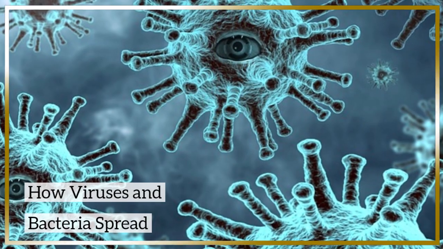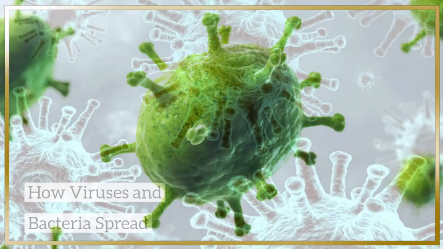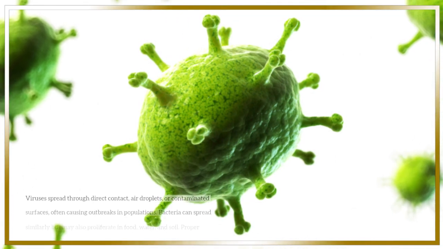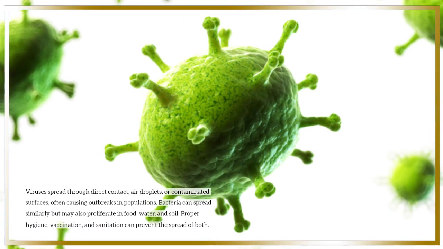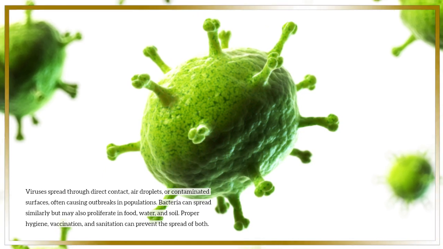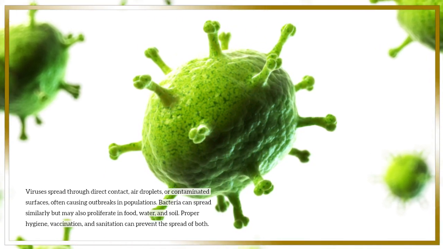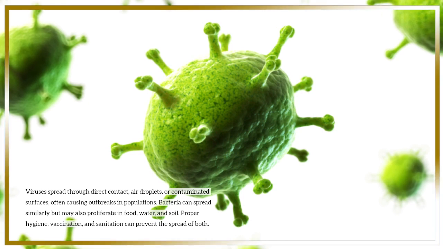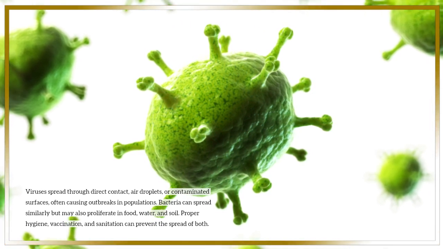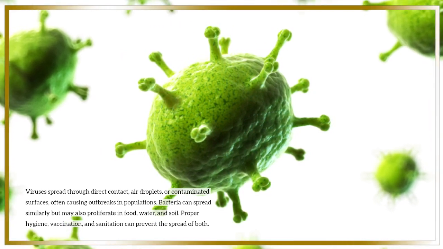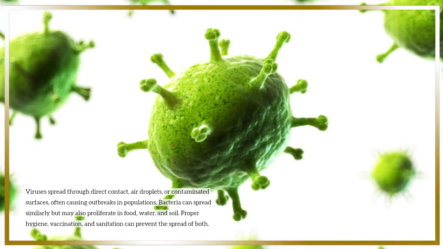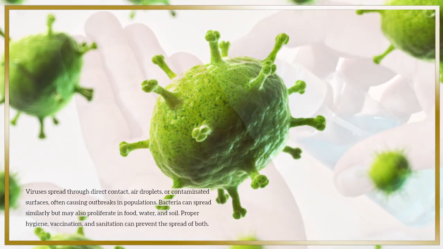vaccination. How viruses and bacteria spread. Viruses spread through direct contact, air droplets, or contaminated surfaces, often causing outbreaks in populations. Bacteria can spread similarly but may also proliferate in food, water, and soil. Proper hygiene, vaccination, and sanitation can prevent the spread of both.